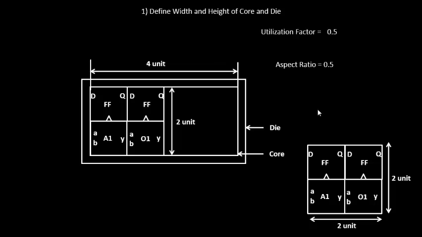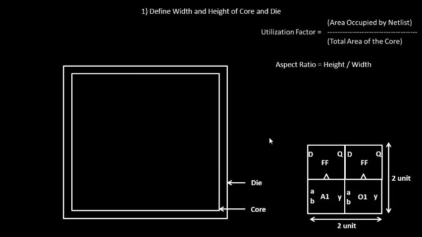We'll take some more examples, such as a square chip. Since I'm already running out of time, let's take an example of a bigger chip. We'll try to place this logic inside it and calculate the utilization factor and the aspect ratio. Let's do all this in the next video.